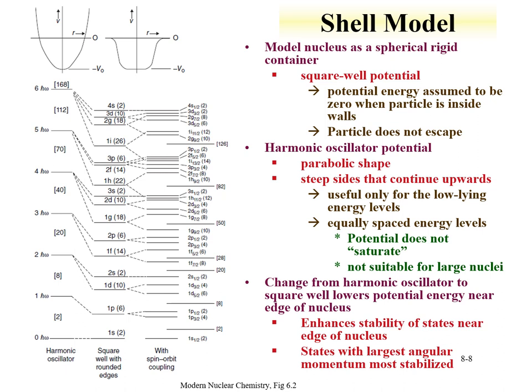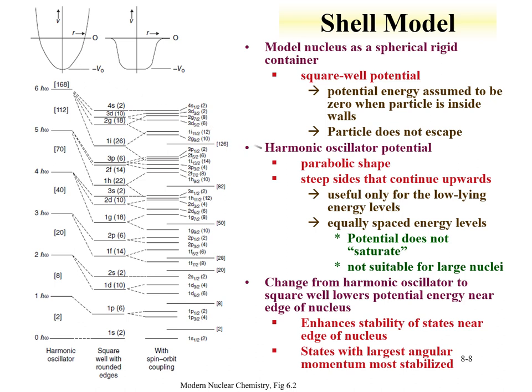One of the bases of the shell model is the potential in which the nucleons sit. A simpler model is to describe the nuclear potential as a square well. A little bit more advanced is the harmonic oscillator, where you get a parabolic shape of the potential. With the harmonic oscillator, we get energy levels that are regularly spaced, shown here. And this is useful really for only low-lying energy levels.